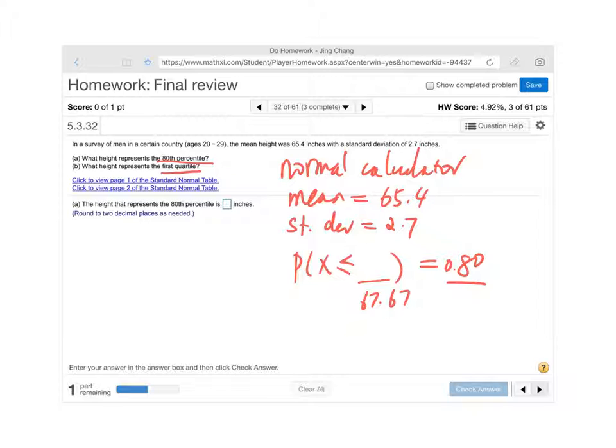And the first quartile is 25%. So same thing. You will use the normal calculator to figure out the height. Leave this blank, and then put 0.25 to represent the first quartile, and you can get the answer. So that'd be 63.58. Yeah. So that's how you would do this problem.